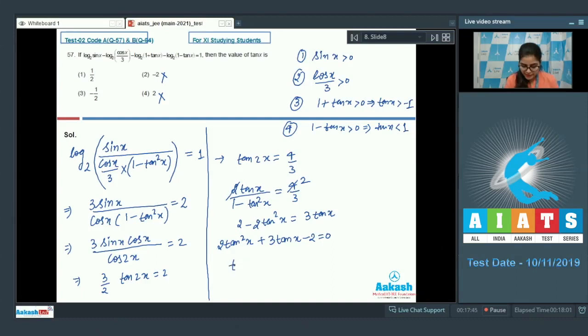So from here you will get (tan x plus 2) and (2 tan x minus 1) is equal to 0. So tan x is equal to minus 2 and tan x is equal to half. So you already know tan x cannot be equal to minus 2. So tan x is equal to half is your correct answer. So option number 1 is your correct answer. Now move on. Next question.